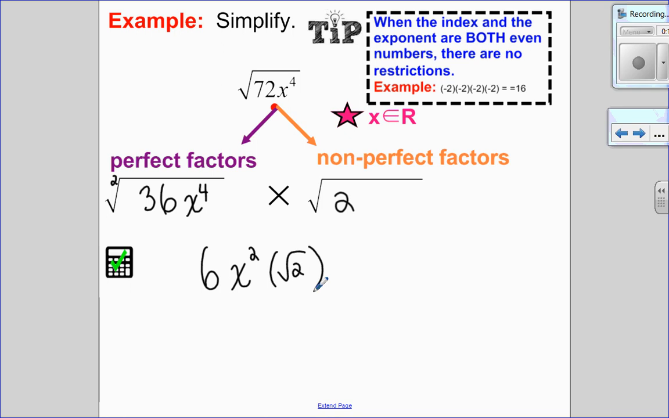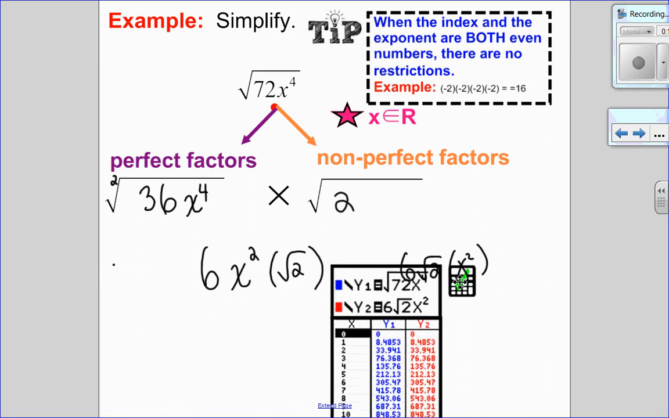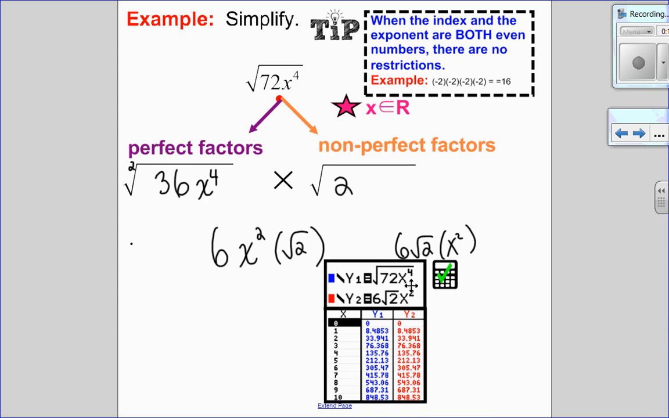Now, you can leave the answer looking like this, and that's okay. But the best way of writing it is number first, variable second. So I'm actually going to write this as 6 root 2 times x squared. So I put all my numbers together and then with the x squared. So like always, I want to check this on my calculator. So you can see here, I have the original, here I have the answer. Check always happens in the table, and I see that they are equal, so I know I've done this correctly.